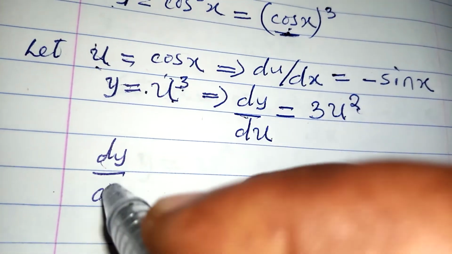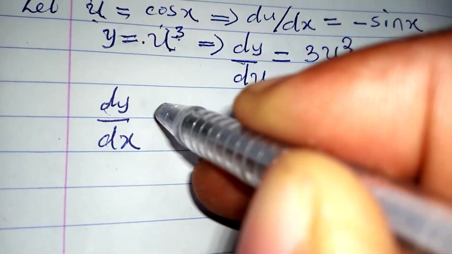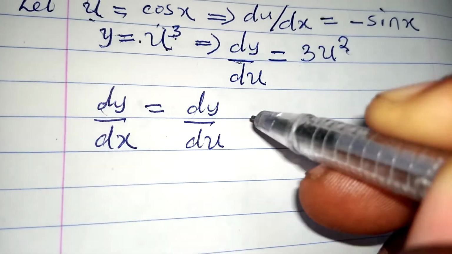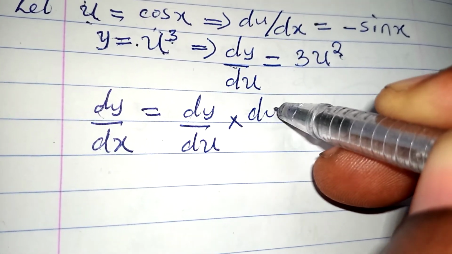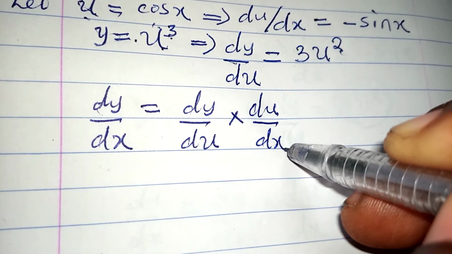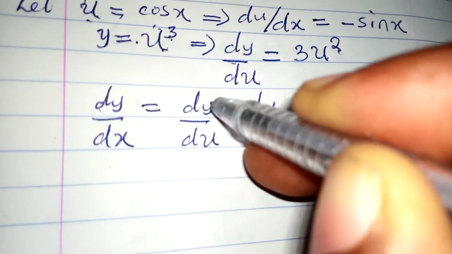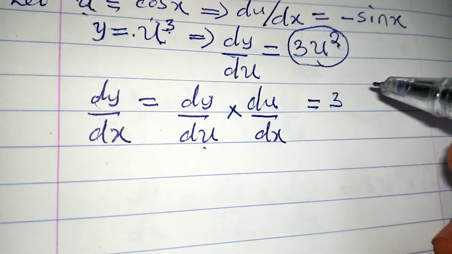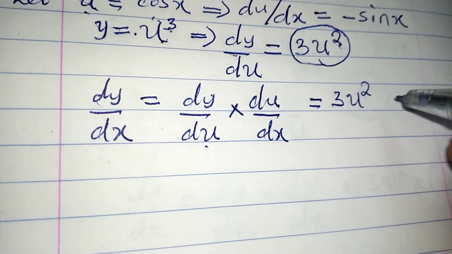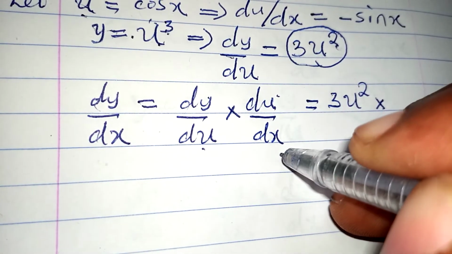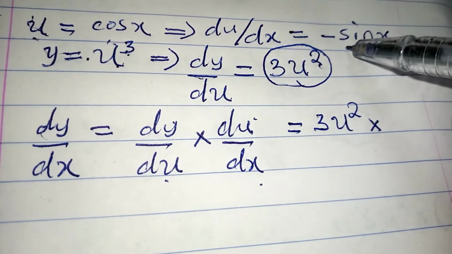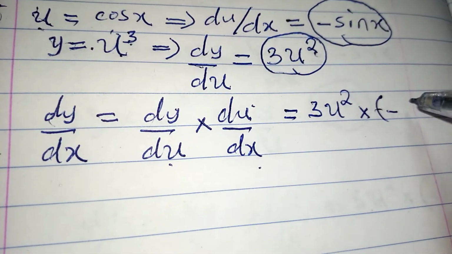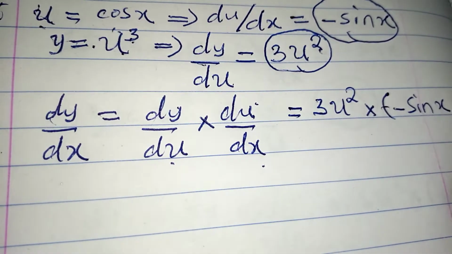dy by dx is simply equal to dy by du, now multiplied by du by dx, which is going to be equal to, what is my dy by du? Look at it here. It is 3u squared. Now multiplied by du by dx. Where is my du by dx? It's right over here. So it's just negative sine x.